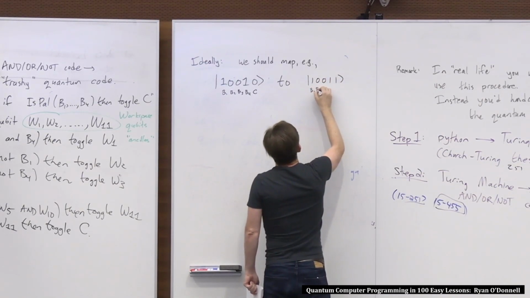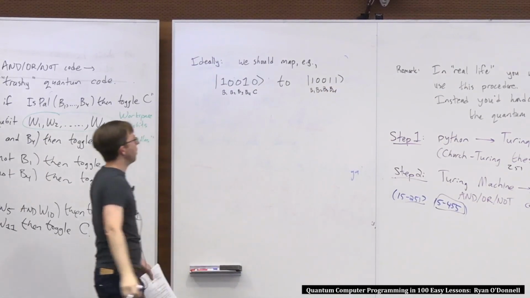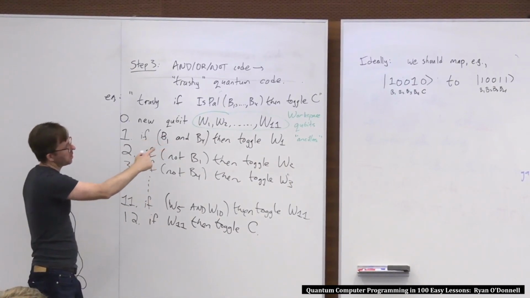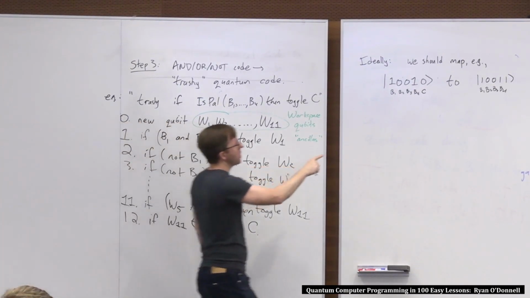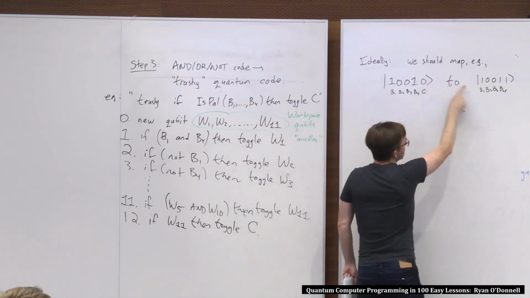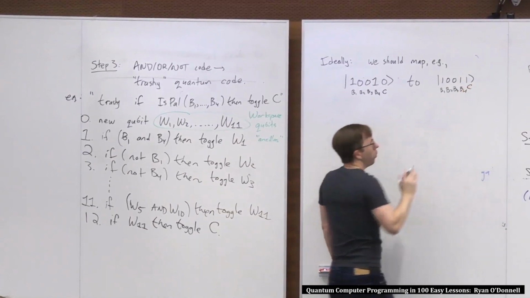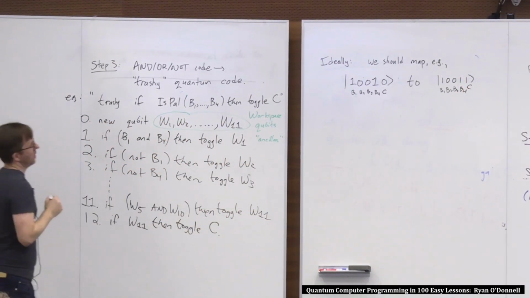Because this instruction is supposed to, on one hand, not actually change B1 through B4, but it's supposed to detect if it's a palindrome, which in this case it is, because 1, 0, 0, 1 reads the same forward and backwards. And then, if it is, you're supposed to toggle C. And it is in this case, so we're going to toggle C from 0 to 1. This is what we really wanted our code to do. But our code does not do this.